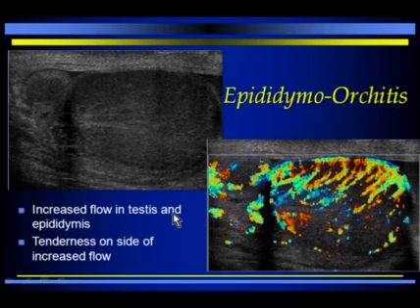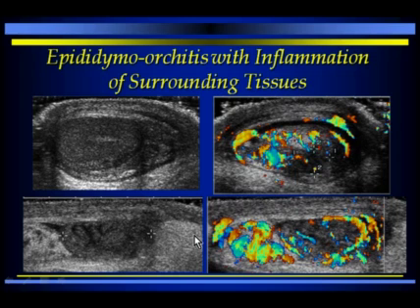Often the two come together, that is epididymitis and orchitis, so we get epididymal orchitis. Here we have an example of a mildly heterogeneous testicle with a very heterogeneous and hypoechoic area inside this epididymis, and increased Doppler flow in the testis as well as in the epididymis, tenderness on the side of the flow, so this is diagnostic of epididymal orchitis.